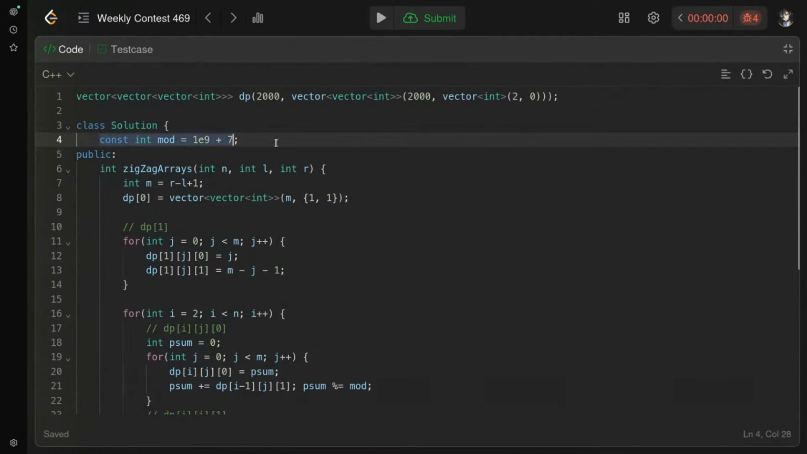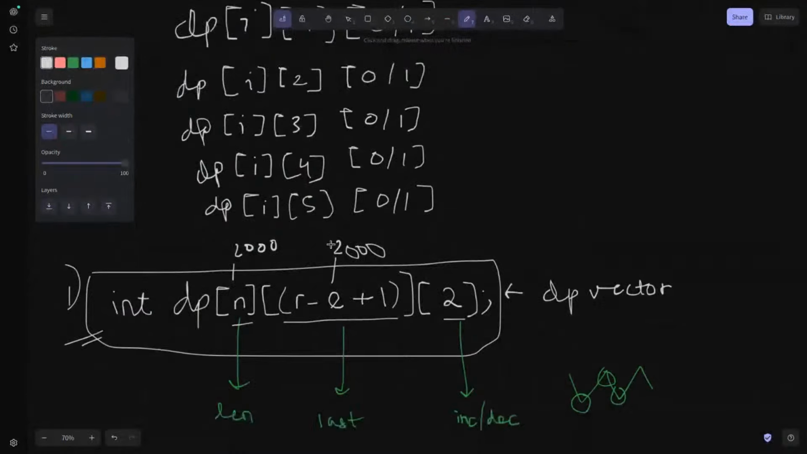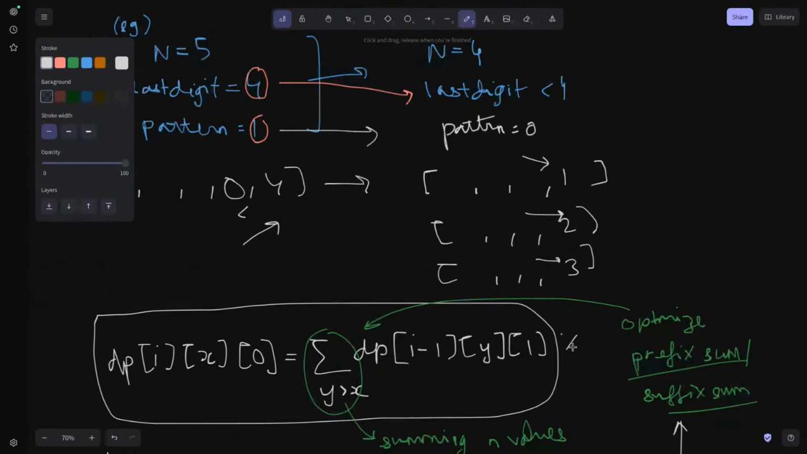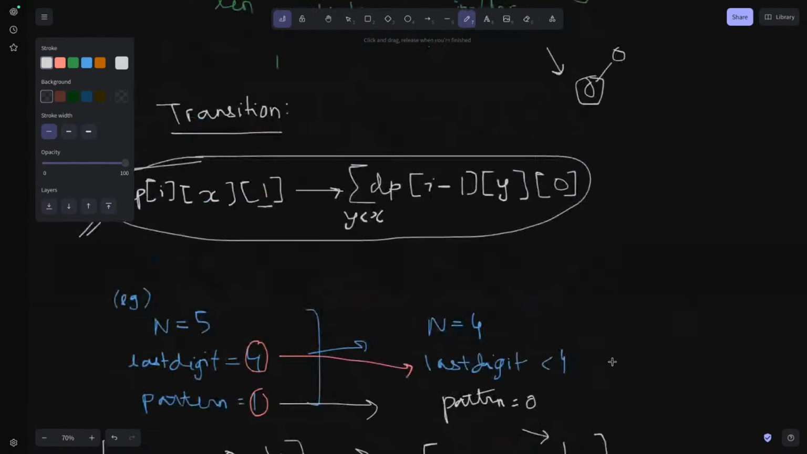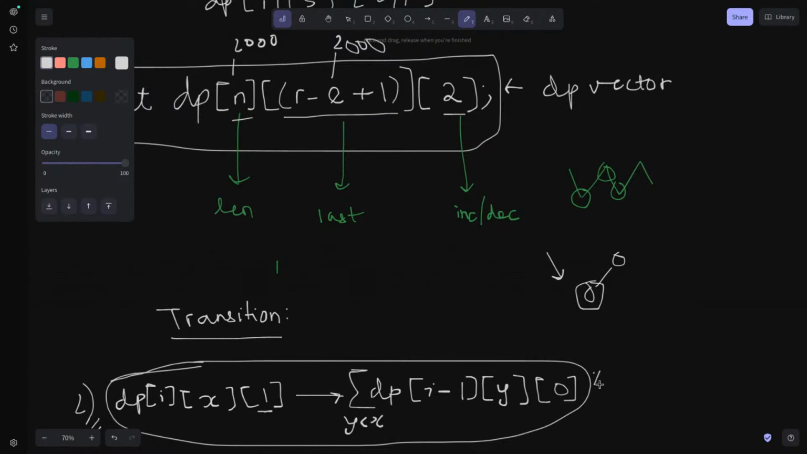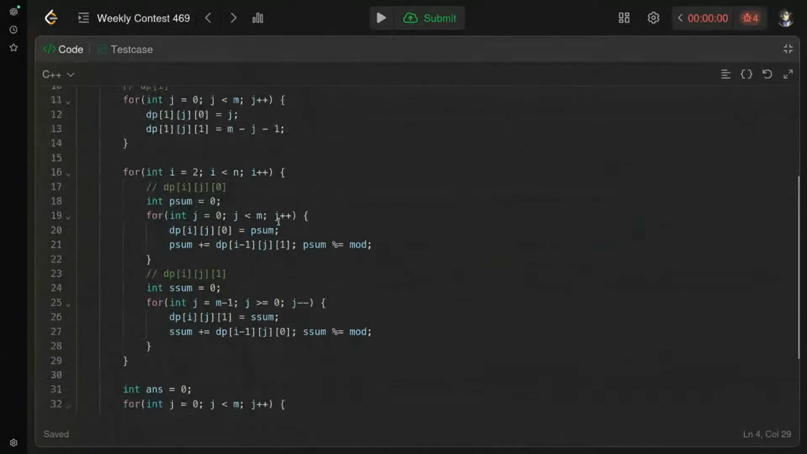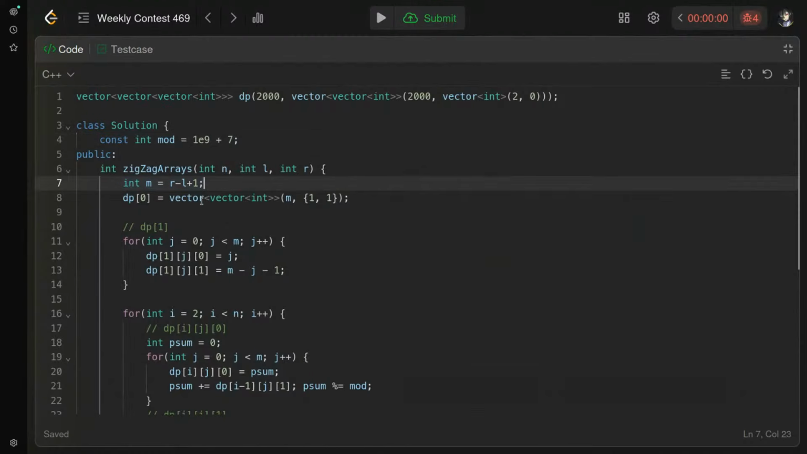Okay, and then we're also taking our mod value. So all our calculations for count should be taken with mod, right? So each transition when it is done needs percentage mod. So you need to keep that in mind. If you forget that, obviously you'll get wrong answer, or you'll get overflow error. So yeah, here I take r minus l plus 1 as m just for convenience.